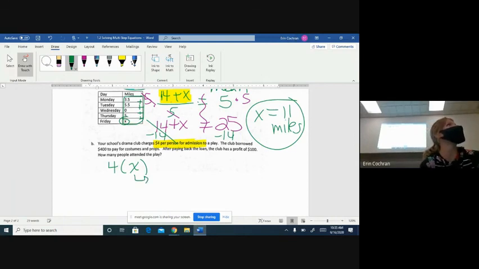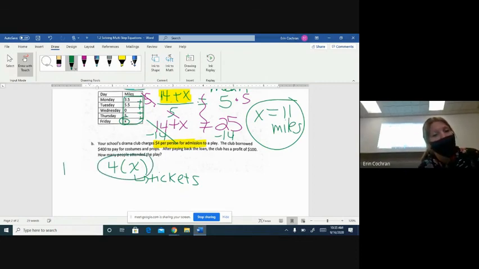We don't really know how many tickets we sold, did we? So I'm going to say x is the number of tickets, okay? So 4 times 10 got me to $40. That means I made $40. Right now, we don't know the number of tickets. So 4x would represent as a whole our profit, how much money we actually make. If I sell 100 tickets, how much money did I make?